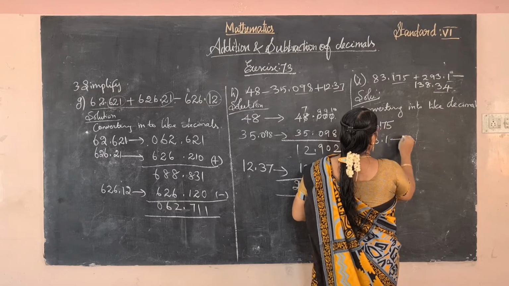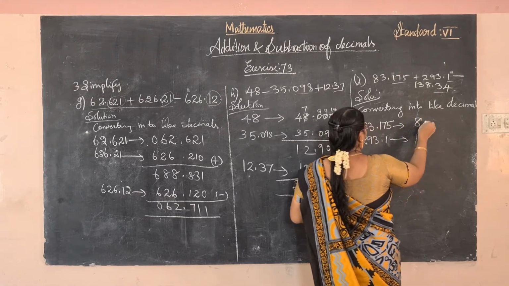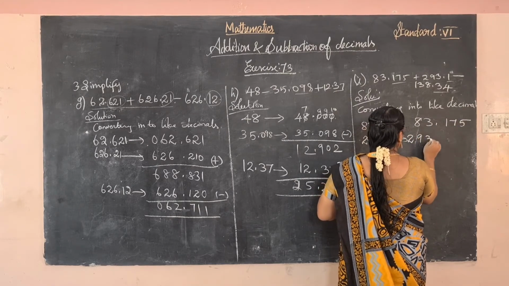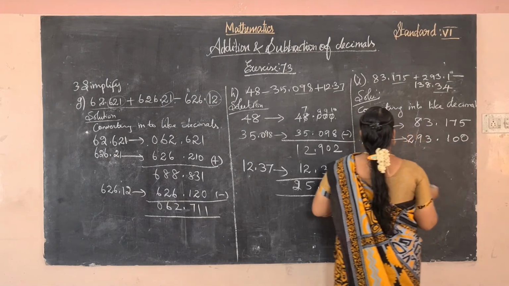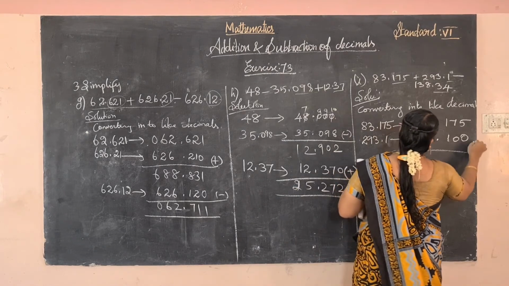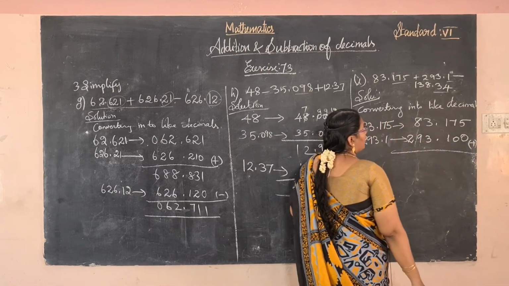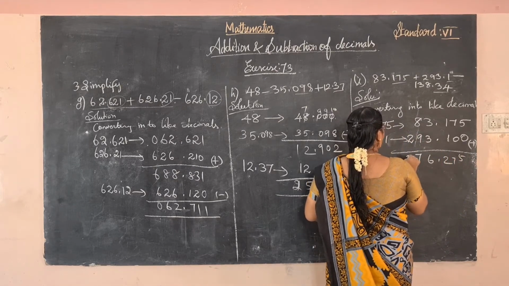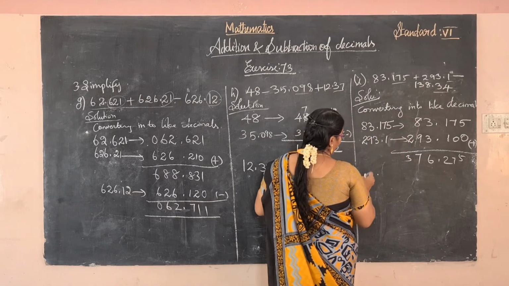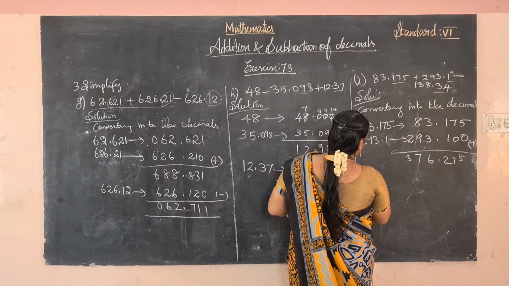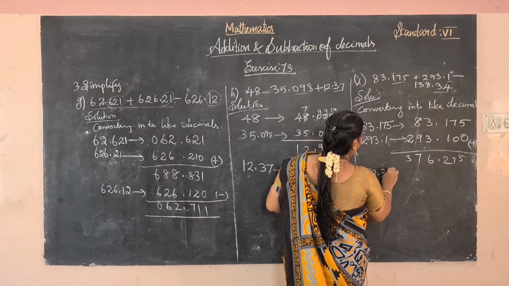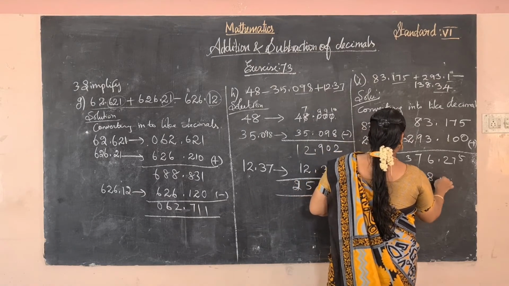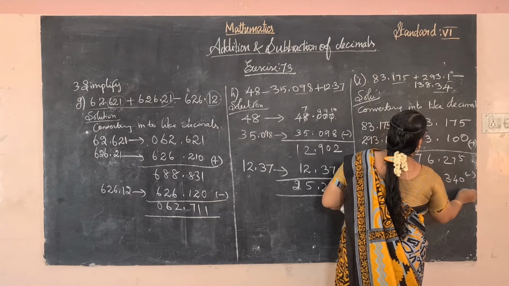293.1. So 83.175, and the second one 293.1. How many zeros have we added? 2 zeros. And first calculate this value. Which operation is given? Plus is given. Okay, first calculate 5, 7, 2 and 6, 17. Okay, and next we subtract the value 138.34. Okay, 138.340 is the subtraction. Okay, right.